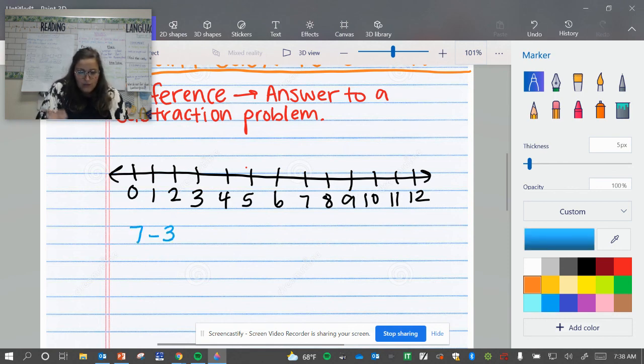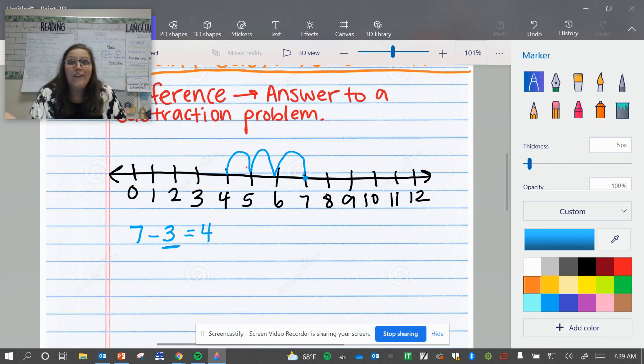7 minus 3. All right, so when I do 7 minus 3 using a number line to count back, I'm going to start at my bigger number, which is 7. So find 7 on your number line and put a little dot with your colored marker. Okay, put a little dot there. Now I'm going to use my smaller number right here, and I'm going to count back that many times. Are you ready? Let's do our hops. Ready? 1, 2, 3. If I count back 3 hops, what do I get to? 4. That means that 7 minus 3 equals 4.